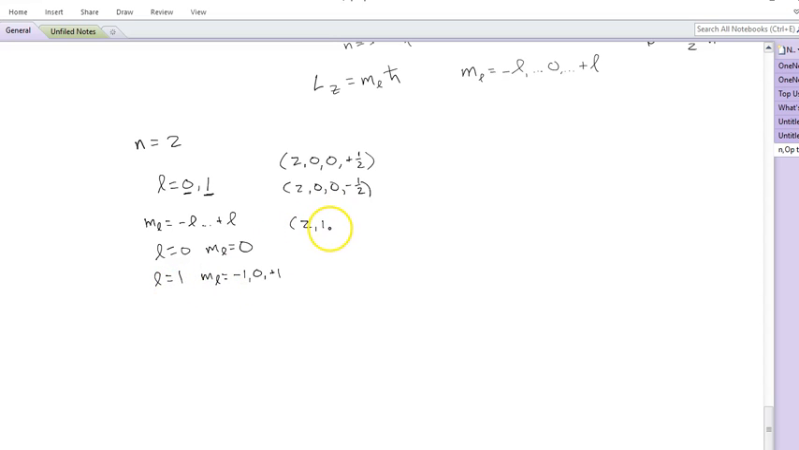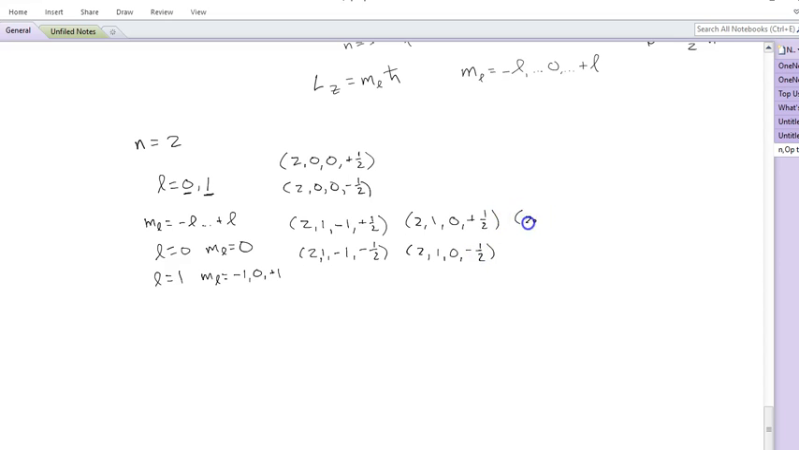So these states would look like 2, 1, and I'll go with minus 1 first. And then we could have plus 1/2. But we could have 2, 1, minus 1, minus 1/2. But then we could have 2, 1, 0, plus 1/2. But we could have 2, 1, 0, minus 1/2.